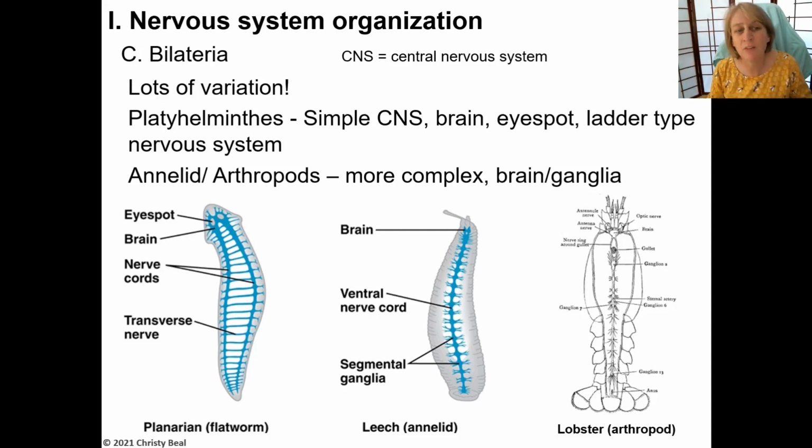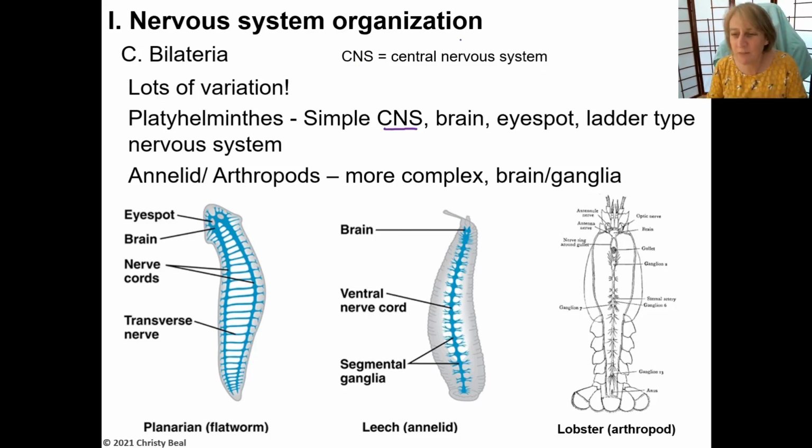I want to show you a little bit of the bilateria. There's a lot of variation. Once you get a head, it means that you have a processing unit. It means that there is a place where stimulus is received and analyzed, and the appropriate response is returned. This CNS I'm going to use over and over again. It stands for Central Nervous System.